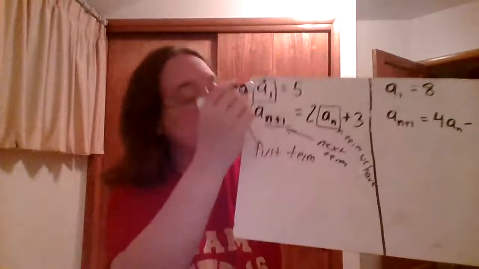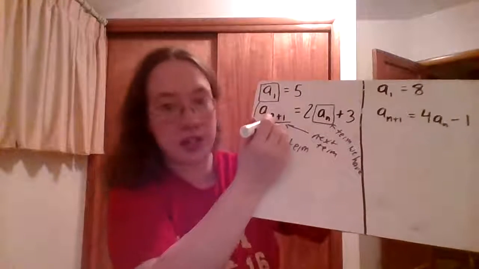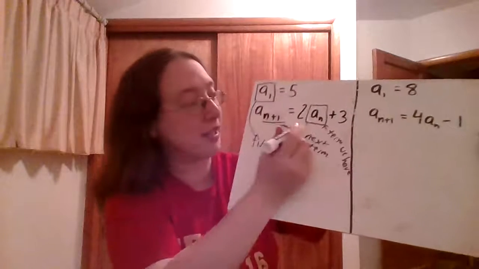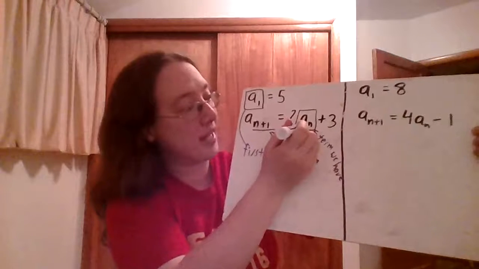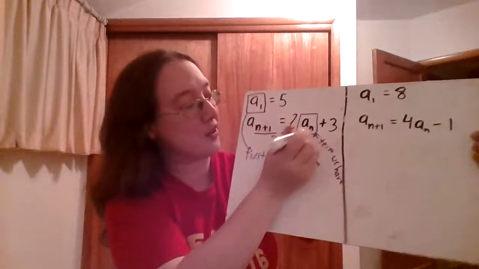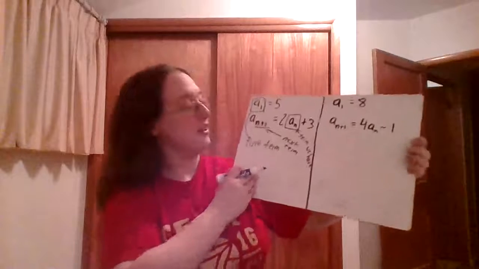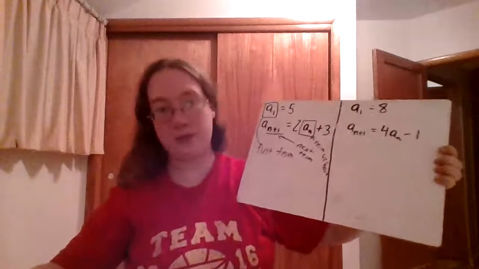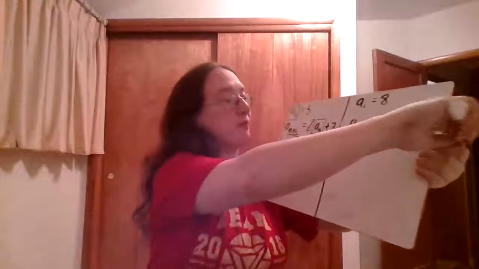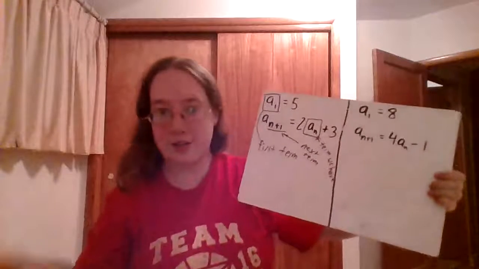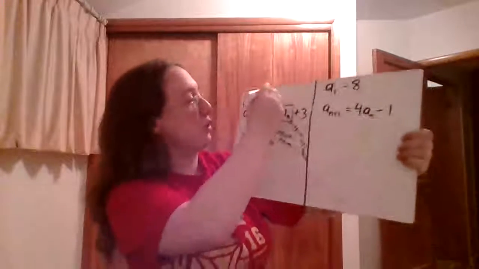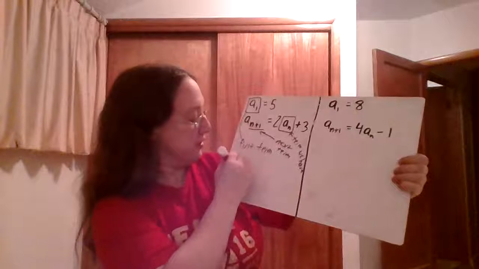So a sub 1 is your first term. This is our next term. This is the thing we're looking for, and we're getting it by taking the term we have and plugging it in here. Okay, so if we want to find the first 5 terms, we've already got our first one. First one's a freebie. So your first one is 5.